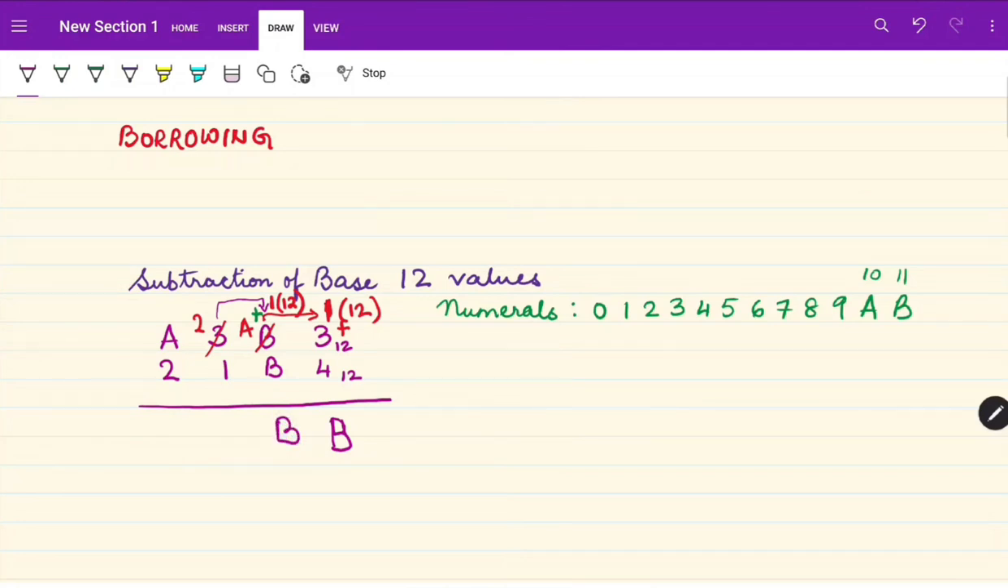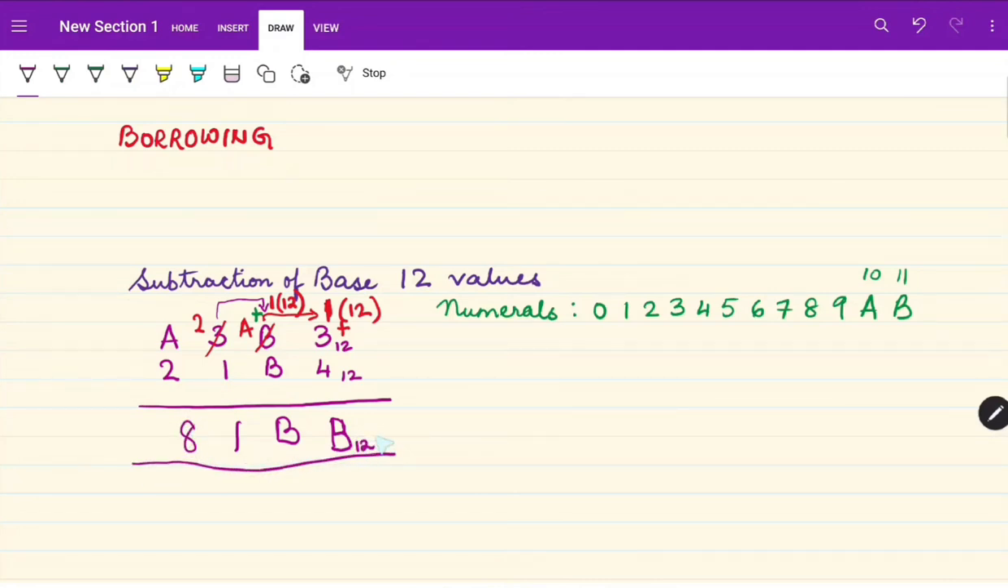Again, all right? So now we look to the column on the left. 2 is greater than 1. So we just do a 2 minus 1 here. It's a straightforward subtraction. We don't need to borrow anything. So I'm going to write 1. And then finally, the extreme left column is A and 2. So A is greater than 2. That's 10 minus 2 is 8. And that completes the subtraction.